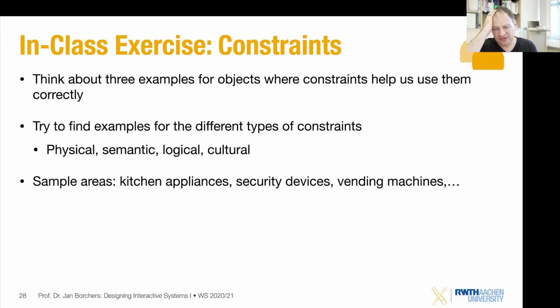Okay. So let's do a quick exercise because these constraints are sometimes tricky to get examples for. I would like you to spend a few minutes to think about a few examples for objects from your daily use and from your environment where you think that constraints are in use to help use them correctly. If you can, then try to find examples for different types: physical, semantic, logical, cultural. And some sample areas that you can think about are kitchen appliances, security devices, tools, or vending machines. And if you have an example, I'll ask you to raise your hand, and I'll call you up to give me your sample story.